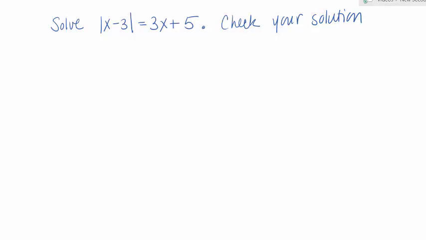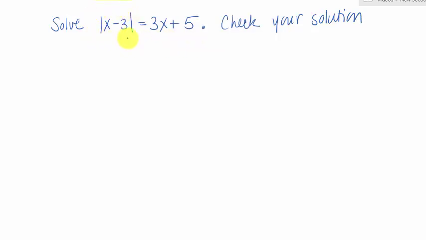Hi, and welcome to a video on how to solve an absolute value equation. If you look at this particular equation, there are x's on both sides. One is embedded inside the absolute value and the other is not. So let's talk about what this looks like and what this means before we actually solve it.